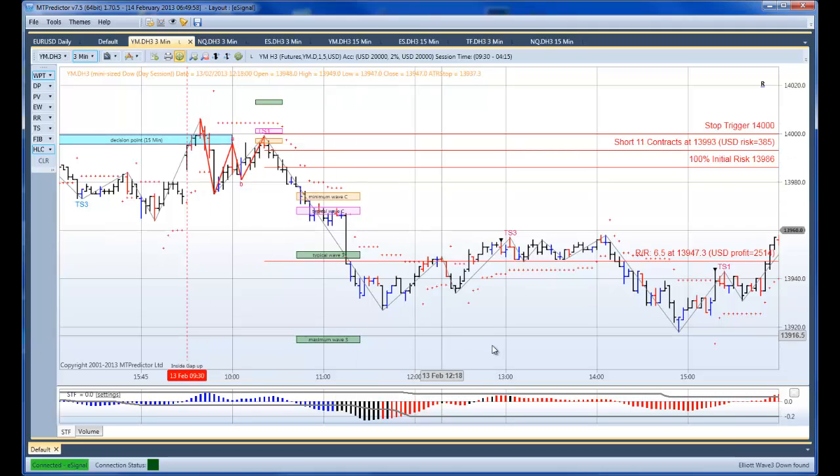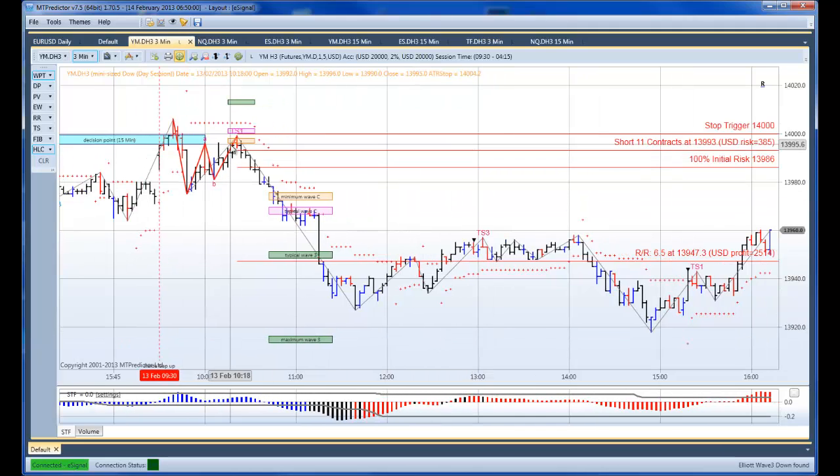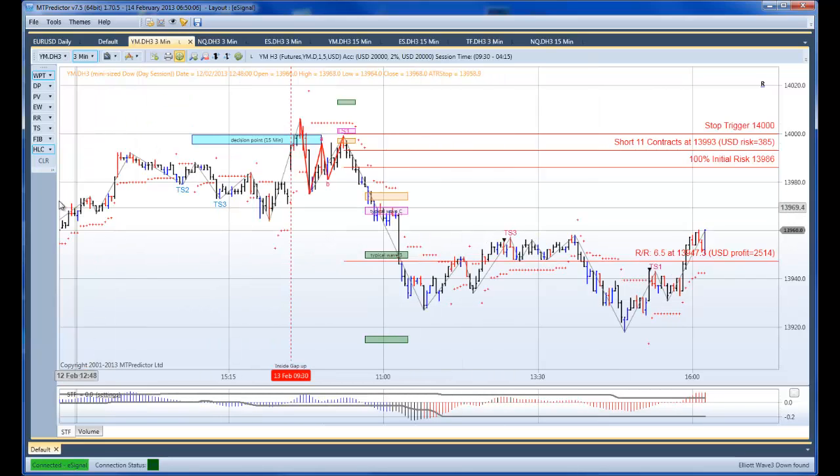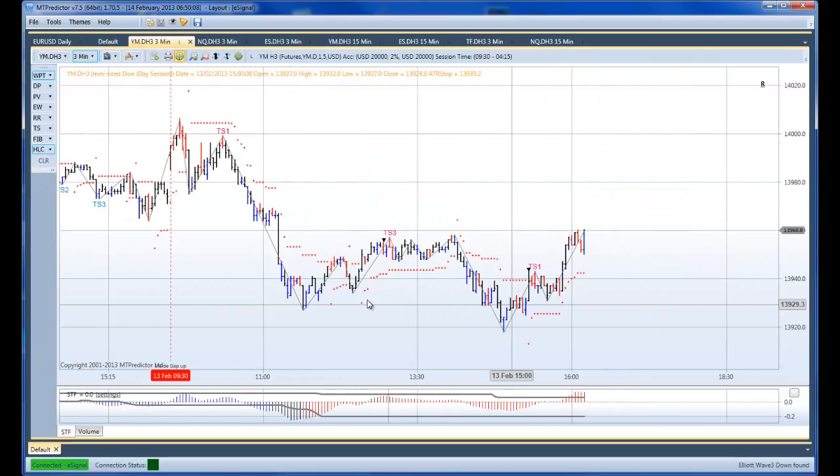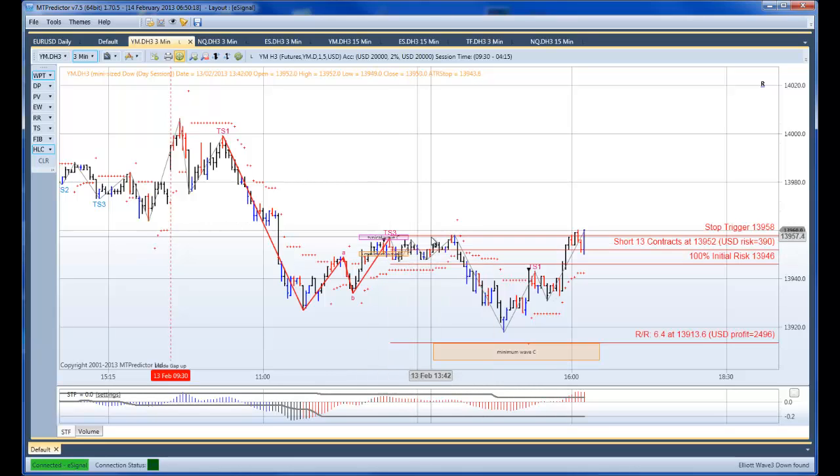So I hope this has been a good example of an absolute classic MTPredictor Holy Grail trade setup, and as you can see, a very good result indeed. How did the market unfold for the rest of the day? Well, we came up here and had a couple of attempts at a standard MTPredictor trade setup, but these actually failed and would have come out with -1R losses.